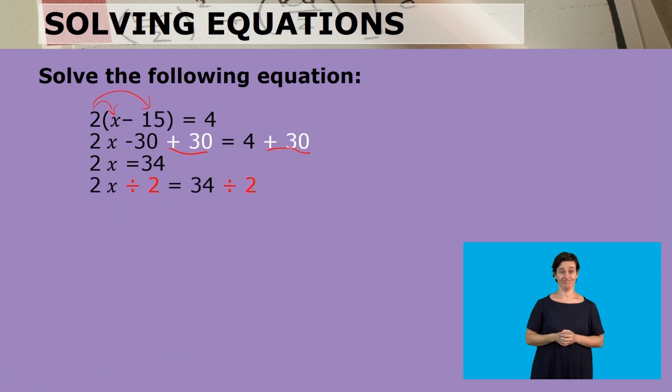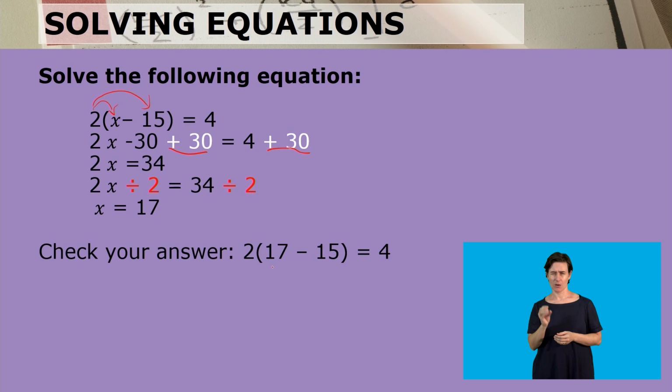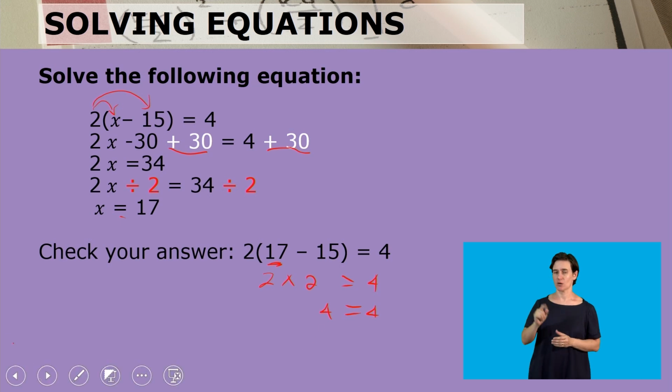And then because 2 and x are multiplied, we then divide by 2 on both sides as marked in red. And when we do that, we remain with x on the left and 17 on the right. So we can also check the answer. As we check the answer, we substitute x with 17. As we said, x equals 17. And then what we'll get is 17 minus 15, order of operations. 17 minus 15 is 2. 2 times 2 would then give us 4. So 4 equals 4, so our equation balances out.